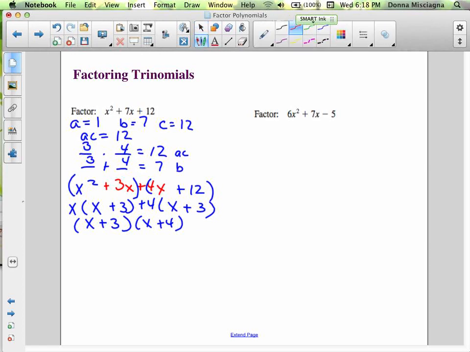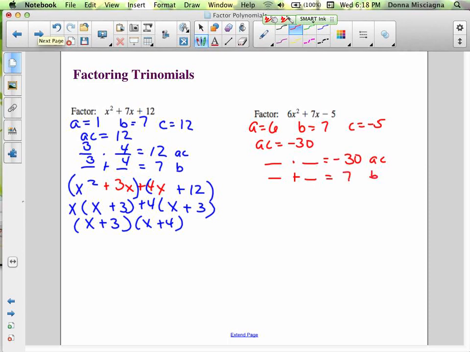So a is 6, b is 7, c is negative 5. a times c is going to be 6 times negative 5, or negative 30. We need two numbers that multiply to give us negative 30, but add to give us the b term of 7. If we think of the factors of 30, we've got 1 and 30, and 2 and 15. Notice these are too far apart from one another. They're not going to add to 7.